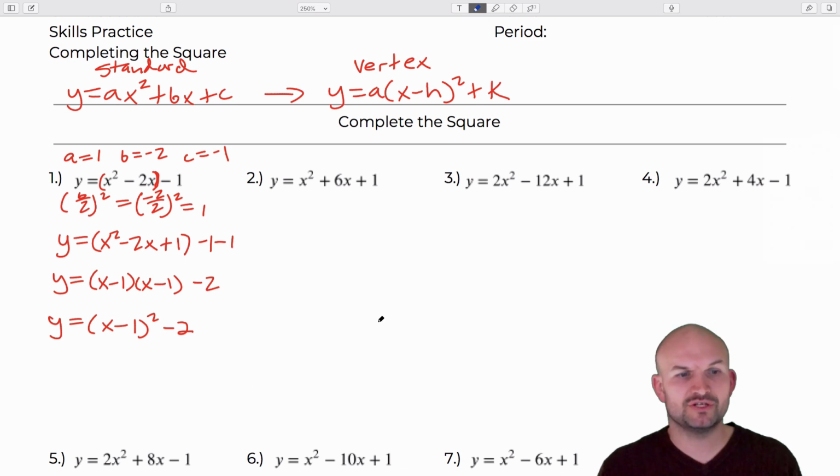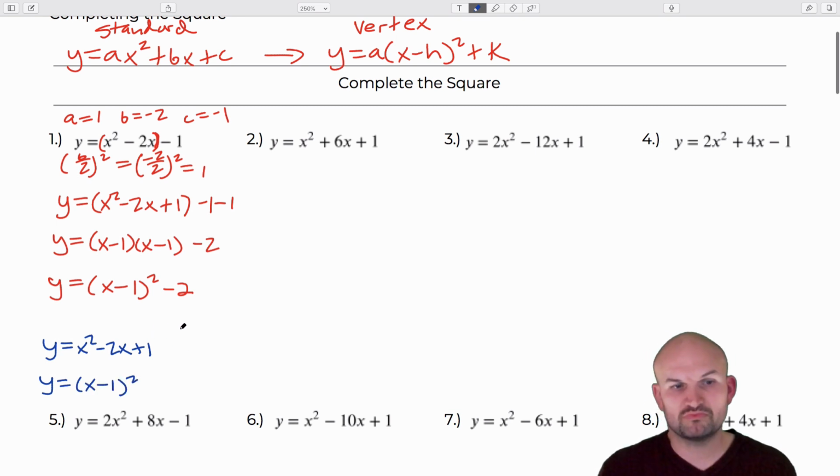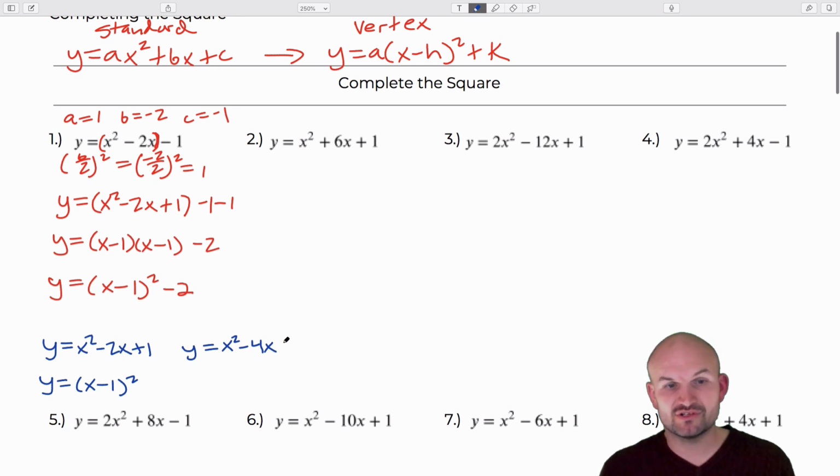But the second idea I want to bring up is, again, this idea of perfect square trinomials. For instance, if I have y equals x squared minus 2x plus 1. Now, this was factorable into y equals x minus 1 quantity squared. So what's another perfect square trinomial we could understand? Well, what about y equals x squared minus 4x, and in this case, plus 4? Because this can be factored down into x minus 2 times x minus 2, which is y equals x minus 2 quantity squared.